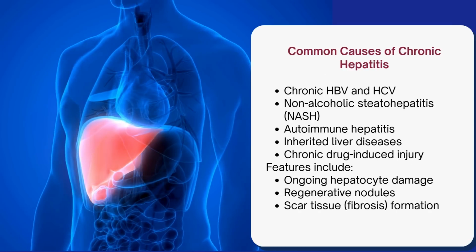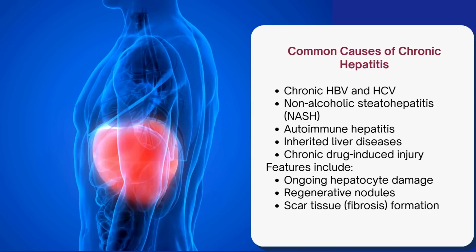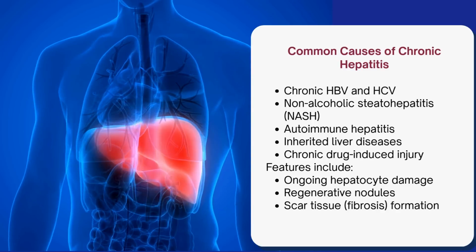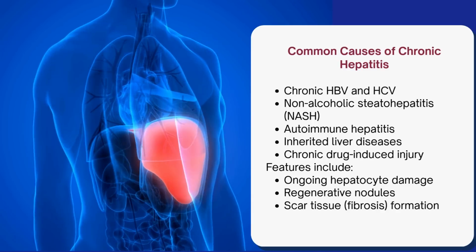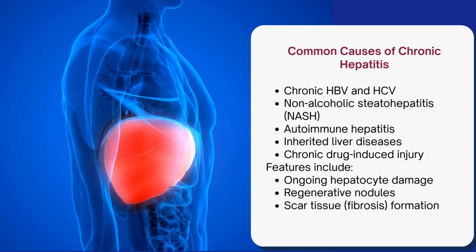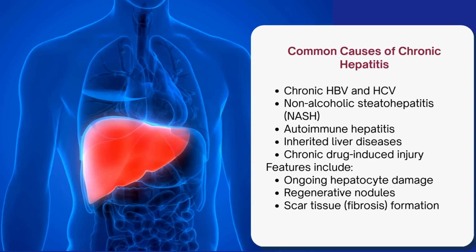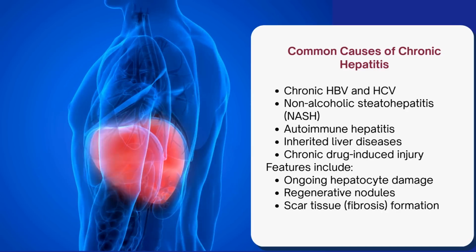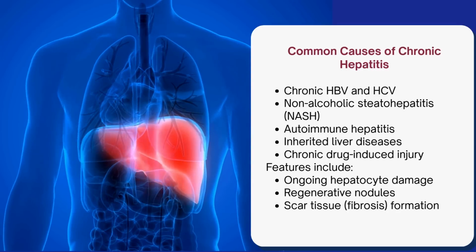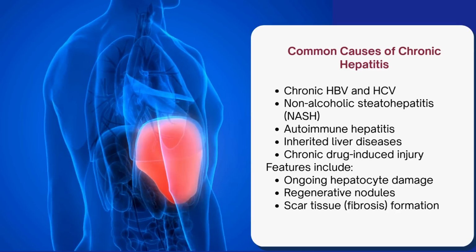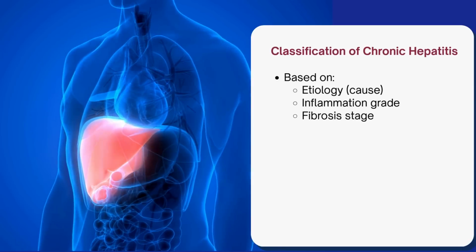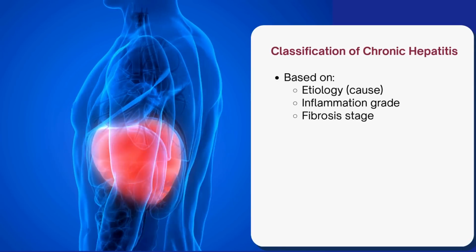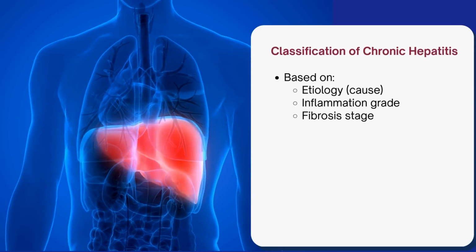The most common causes: chronic hepatitis B and C, non-alcoholic steatohepatitis or NASH, autoimmune hepatitis, inherited disorders, and chronic drug-induced injury. Under the microscope, we typically see ongoing hepatocyte damage, attempts at regeneration, and scar tissue formation. We now classify chronic hepatitis by its cause, inflammation grade, and fibrosis stage.